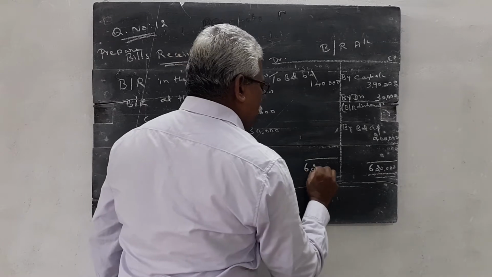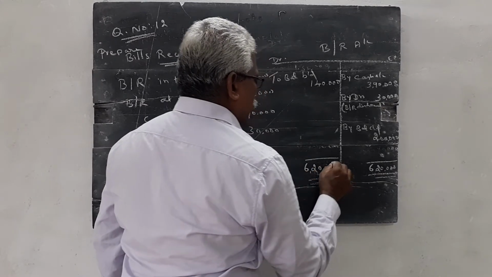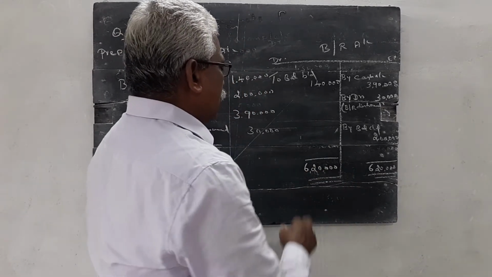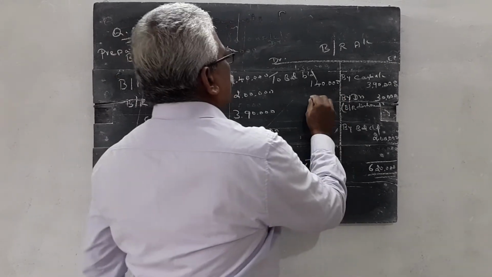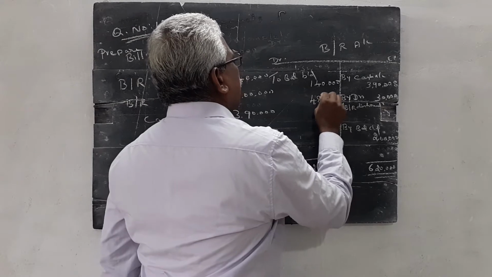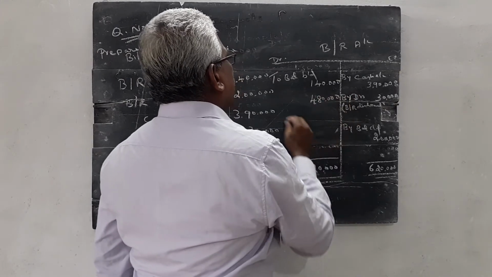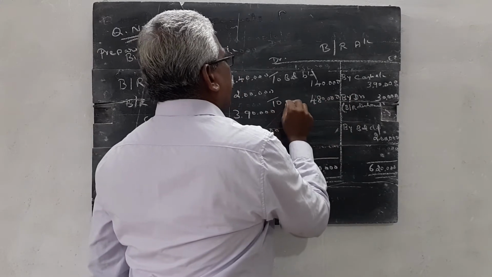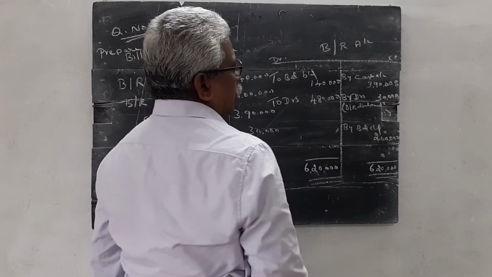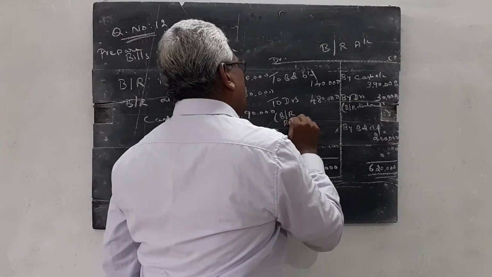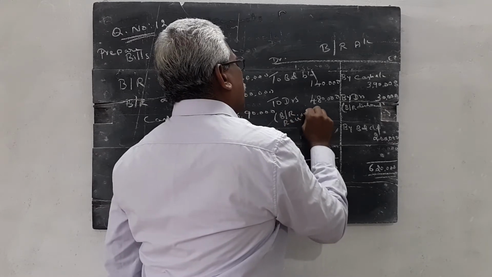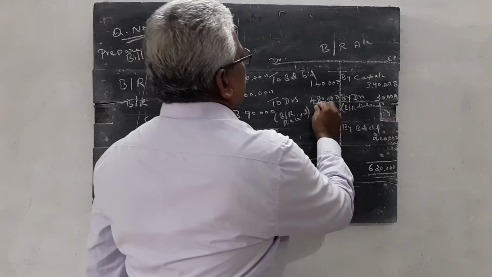This 6,20,000 is entered here also. 6,20,000 minus 1,40,000 is equal to 4,80,000. Here we write to sundry debtors account. Within bracket, bills receivable received. Bills receivable received in this year, this is the answer.